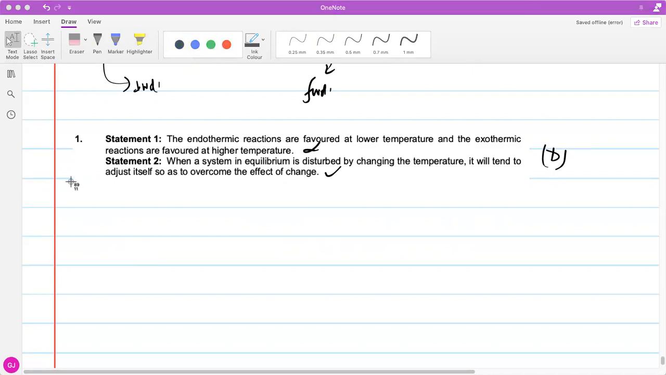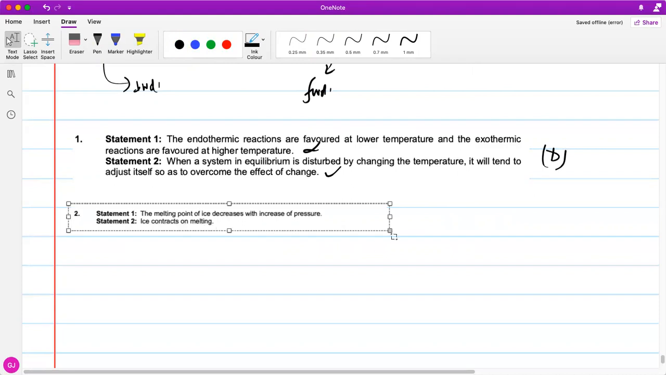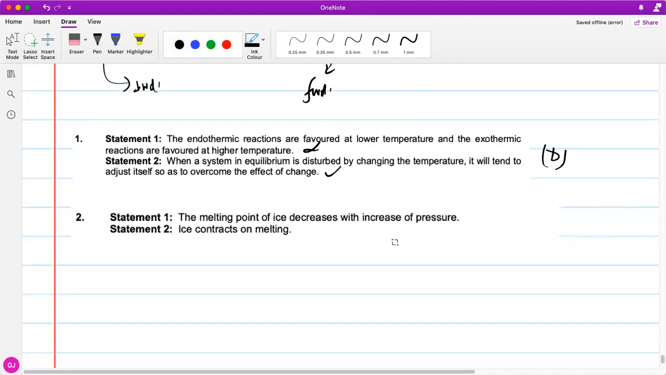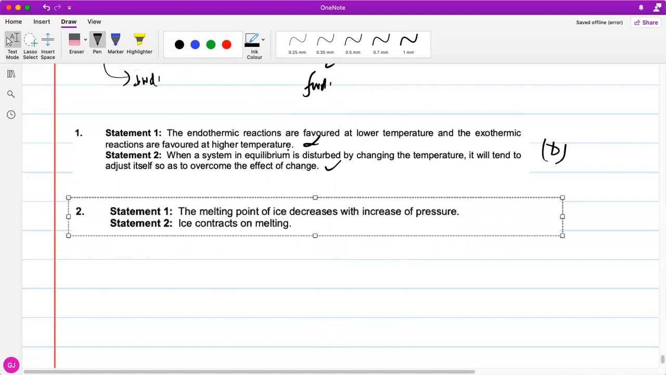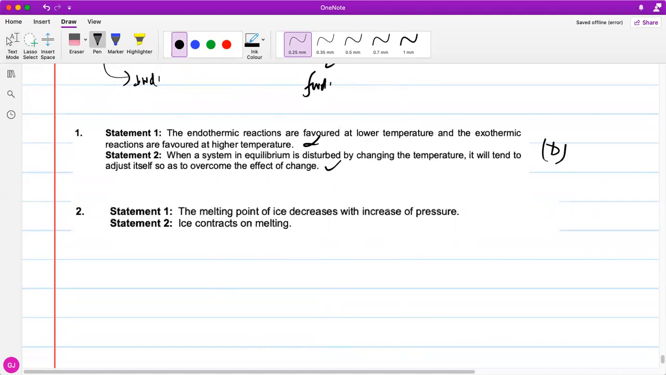Then let's look at the second one, which talks about what happens to the melting point of ice when we increase the pressure. The melting point decreases. That is what is being said in statement 1. That melting point of ice decreases on increasing pressure.